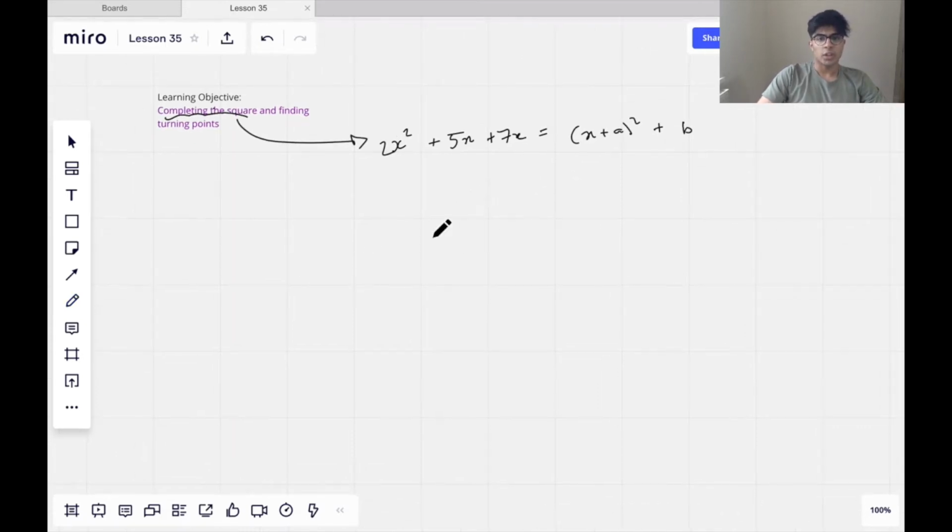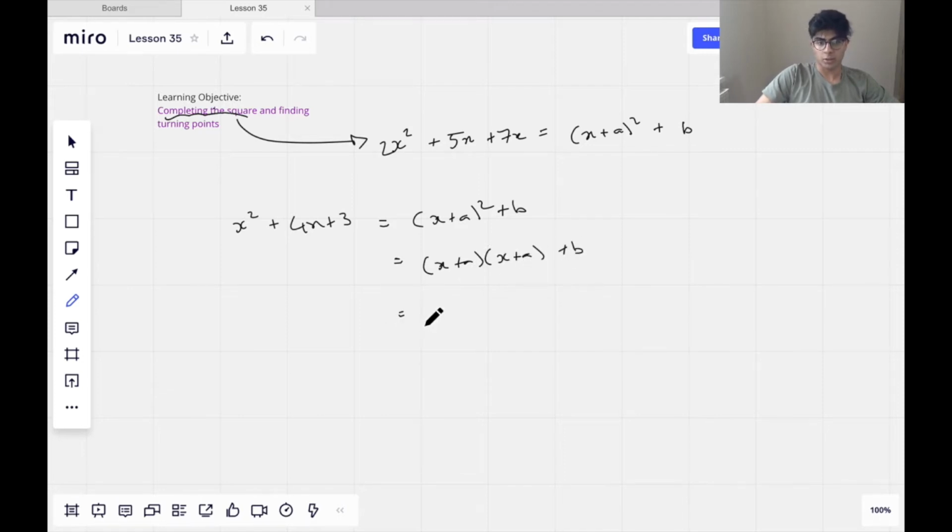Okay, so say we wanted to factorize the quadratic x squared plus 4x plus 3 into this form, (x plus a) squared plus b. Well, let's square out this term here first. So (x plus a) squared, we can write that as (x plus a) times (x plus a), plus b, which comes out to x squared.